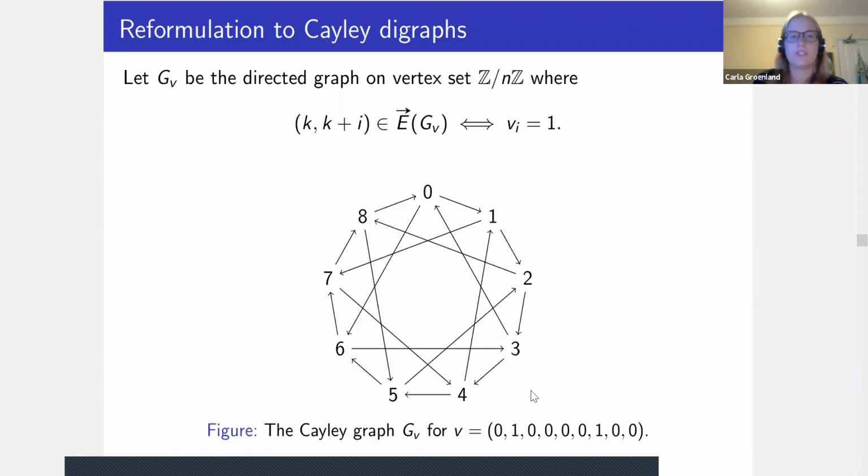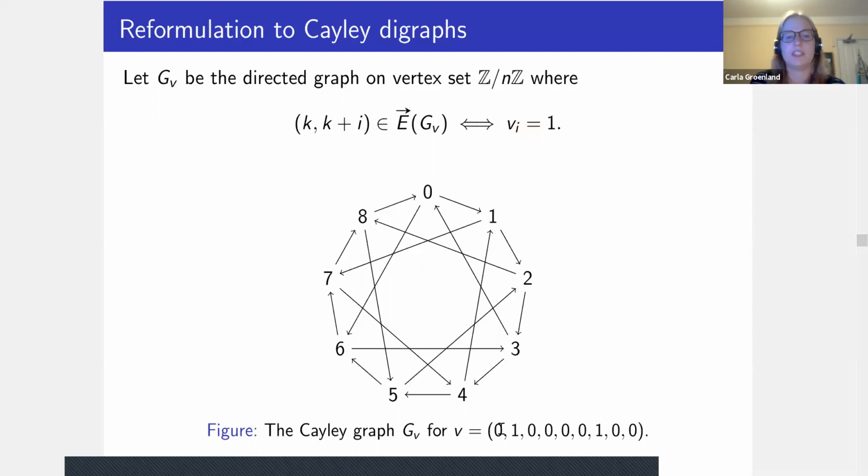For this vector v that we have, we're going to associate a graph, a Cayley graph. The generating set will be the support of this vector v. So we have a vertex set modulo n, and we draw an edge from k to k plus i whenever v of i is equal to 1.